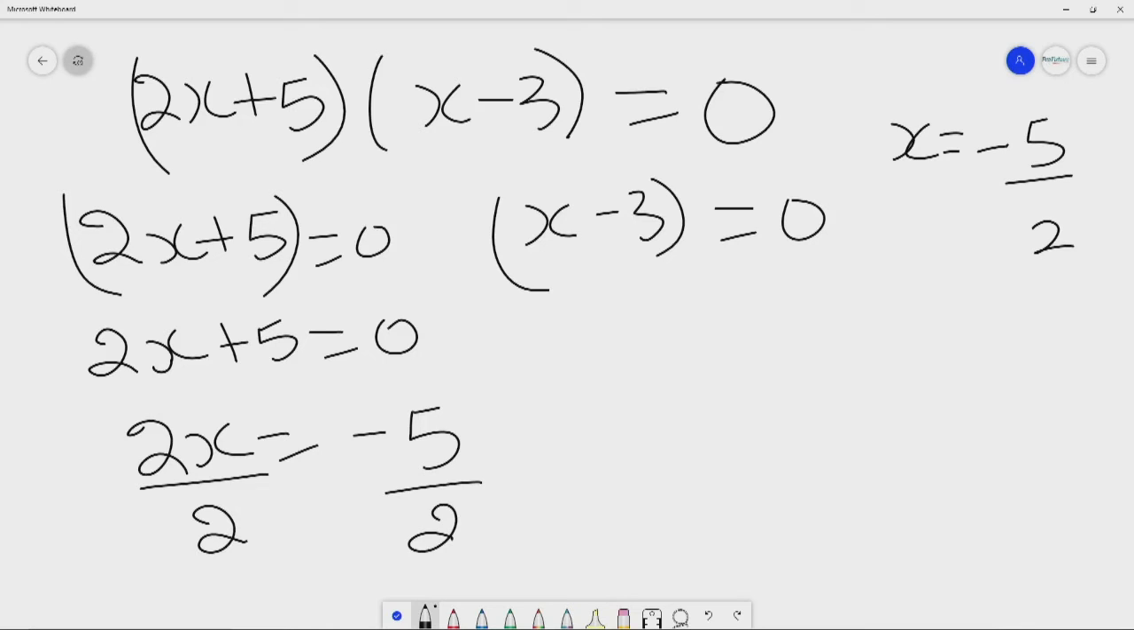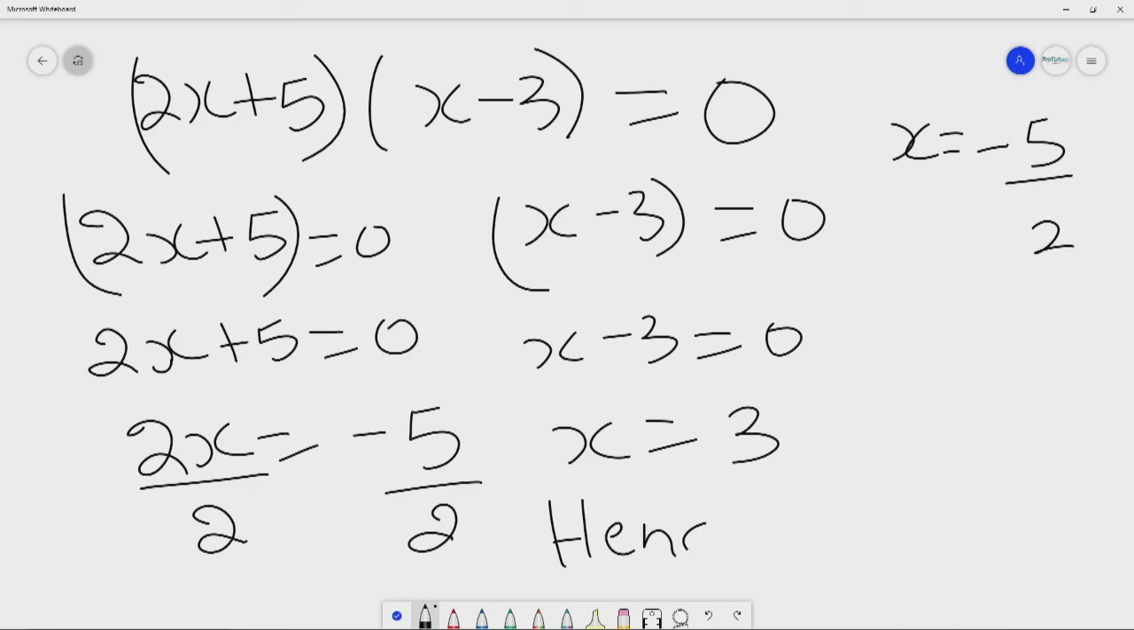Now that we would have solved one of our binomials, we can go ahead and solve the other one. So here we have x - 3 = 0. We transpose: x = 3. And please remember, at the end of solving, please write your statement, which says, hence, x = -5/2, comma, 3. So we know that x is equal to both of those values. It is important that you write your statement at the end of solving.